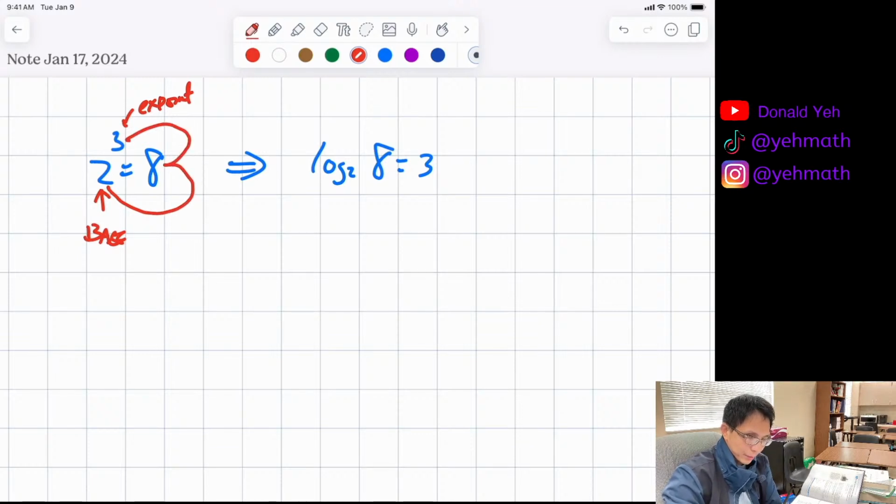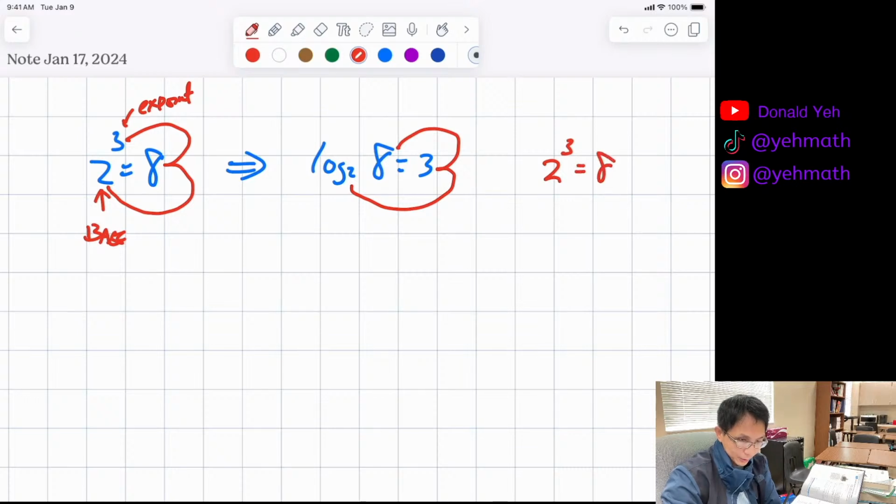So then you have log base 2 of 8 is equal to 3. And you can draw a sideways heart like this. You can convert back to the logarithm. We can convert to the exponent form: 2 to the 3rd is equal to 8. Got it?